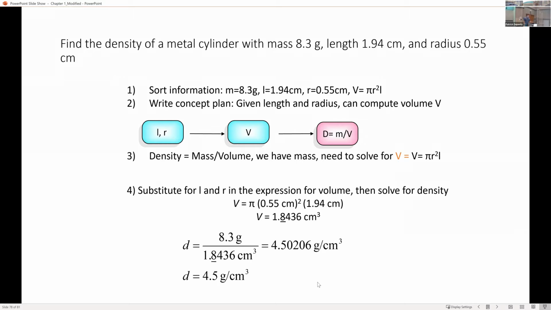And that's it. Grams per centimeter cubed. Okay, any questions on that? I'll give you guys a second. That's a little bit more complicated, but they're not going to get more difficult than that.